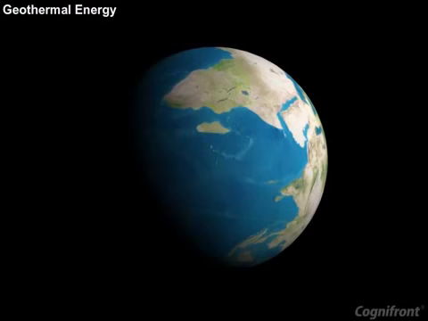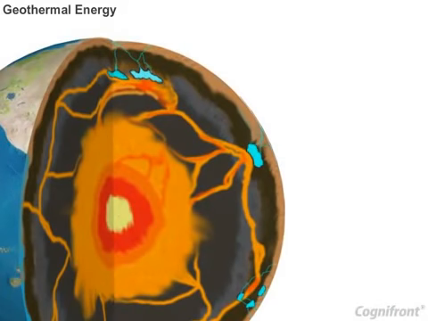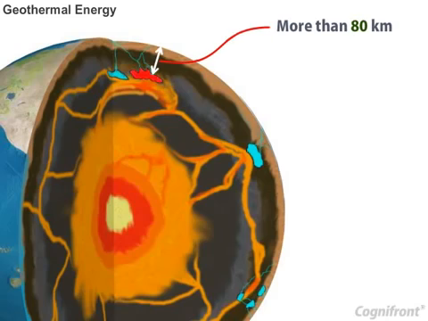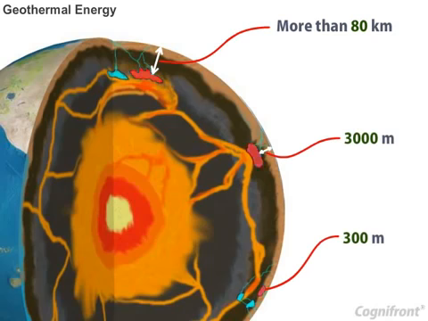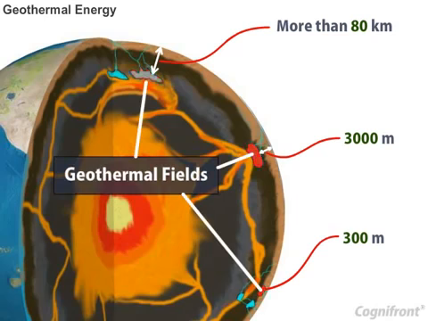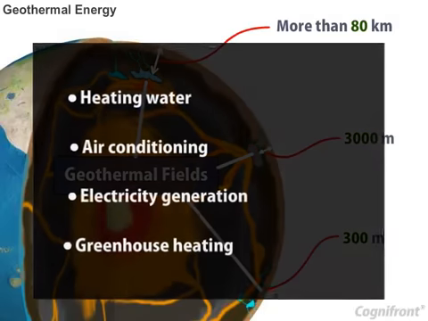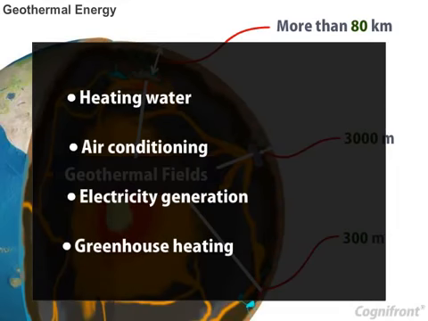Geothermal energy is the heat energy acquired from the earth. Here, the source of the heat is the earth, hence the name geothermal. Heat inside the earth is available at a depth of more than 80 kilometers. In some locations, it is available at a depth from 300 to 3000 meters. Such locations are referred to as geothermal fields. Geothermal energy is used for heating water, air conditioning, electricity generation, greenhouse heating, etc.